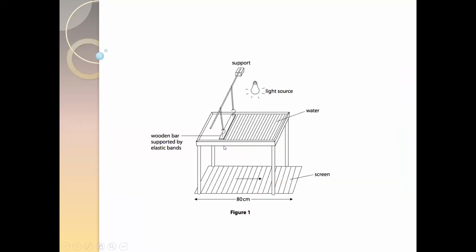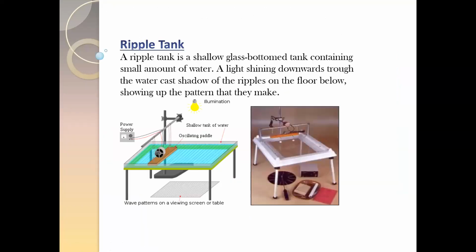So why do we use water specifically to study the wave property? Number one, because water waves are easy to produce. If I want to produce water waves, I just have to vibrate any object, to and fro or up and down. So it will produce the water waves. So water waves are easy to produce and we can see them.